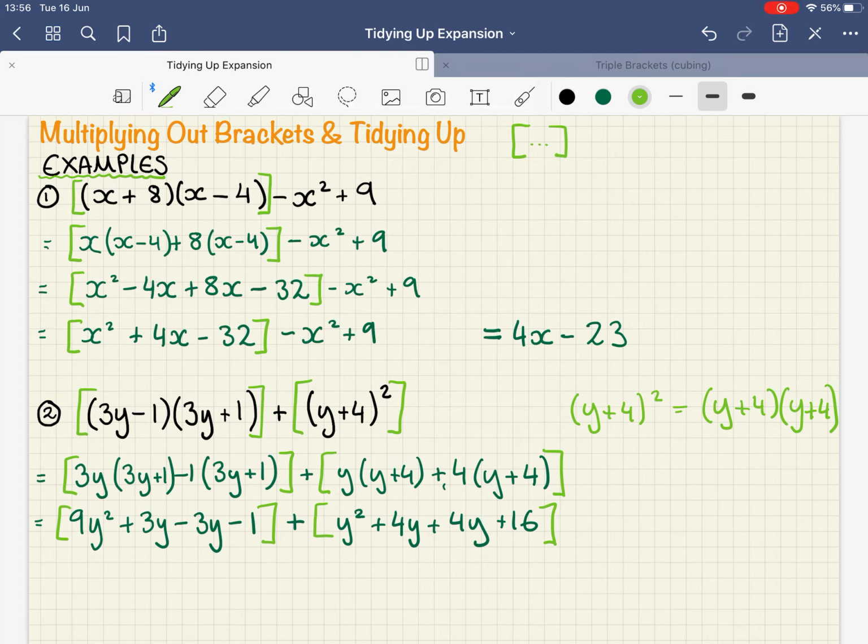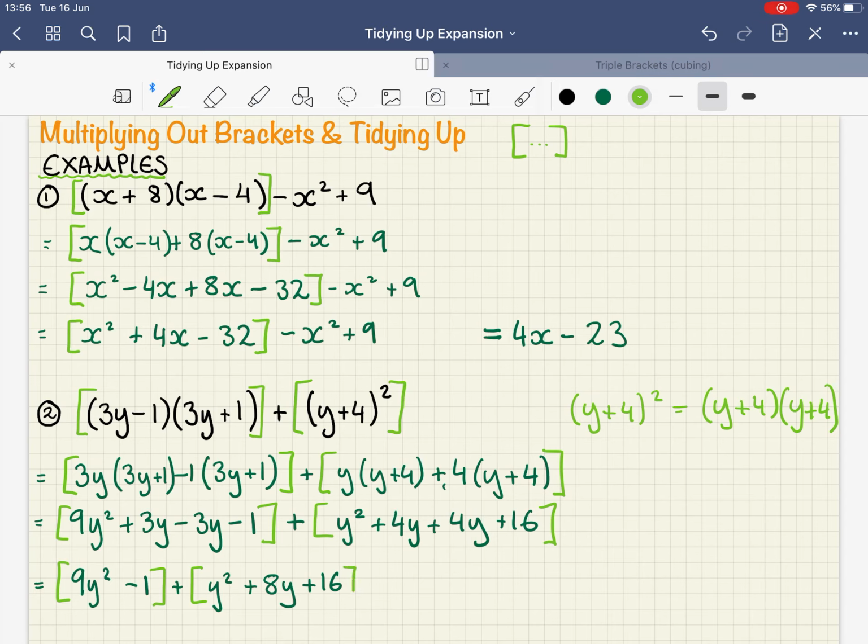So now we're going to neaten it up a little bit. And actually what I'll do, I'll write it a little lower just so we can have a bit more space. And I'll write my final answer to the side like earlier. So I've got 9y squared, 3y, take away 3y, that's just going to cancel each other out. There's nothing left because 3 take away 3 is 0. And so I'm just going to have that minus 1. Then I've got 4y plus 4y, so it's going to give me 8y.